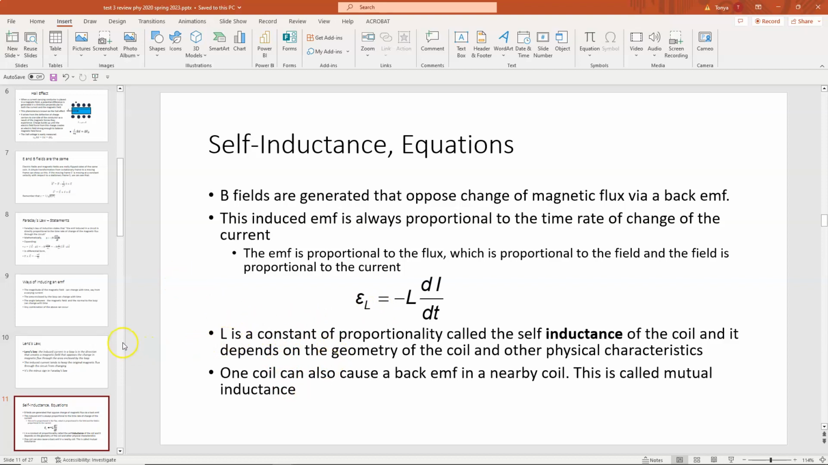You can also have mutual inductance, which is two coils that are sitting near one another, and if one coil has a changing current going through it, then that would cause a magnetic field change, and that magnetic field change would cause a magnetic flux through the nearby coil. So that's mutual inductance.